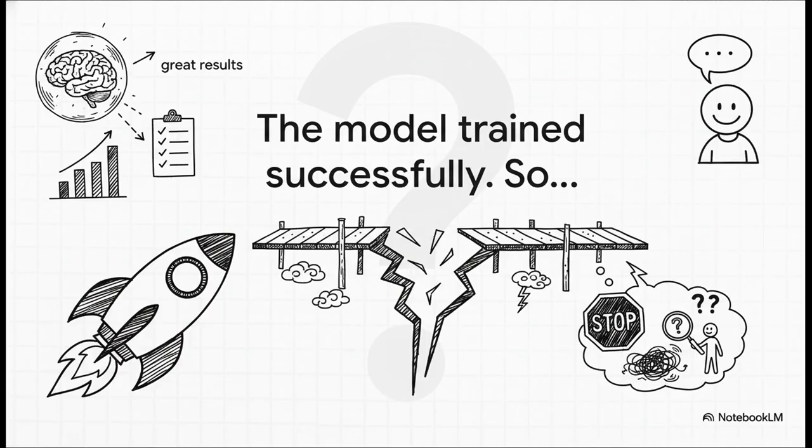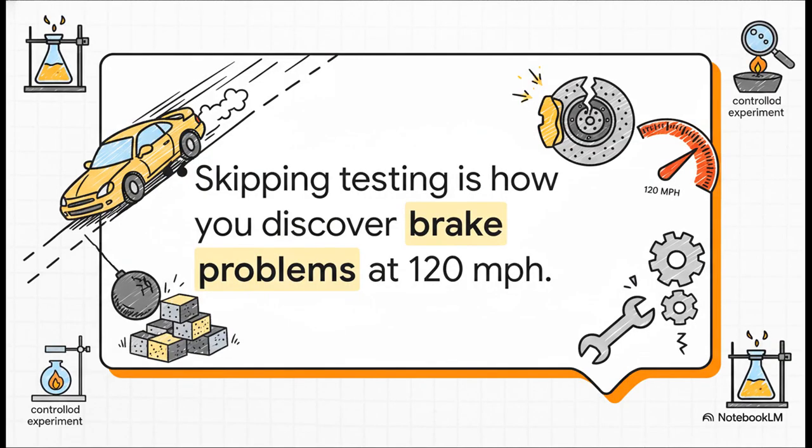That gap between a model that just finished training and one that's actually ready for real people, it's probably a lot wider than you think. This line just nails it. Putting an untested model out there isn't just a small risk. It's like finding out your brakes don't work while you're already flying down the highway. We're talking about the difference between a controlled lab experiment and a potential high-speed disaster.